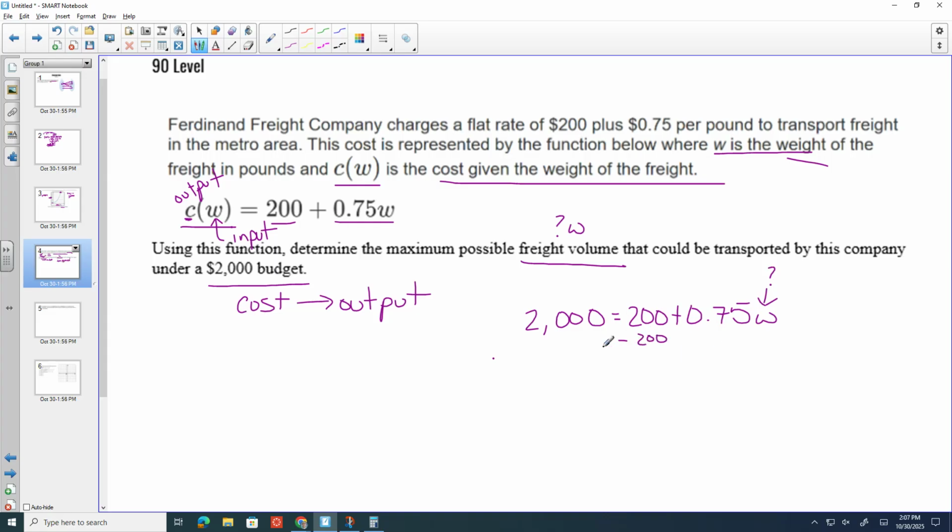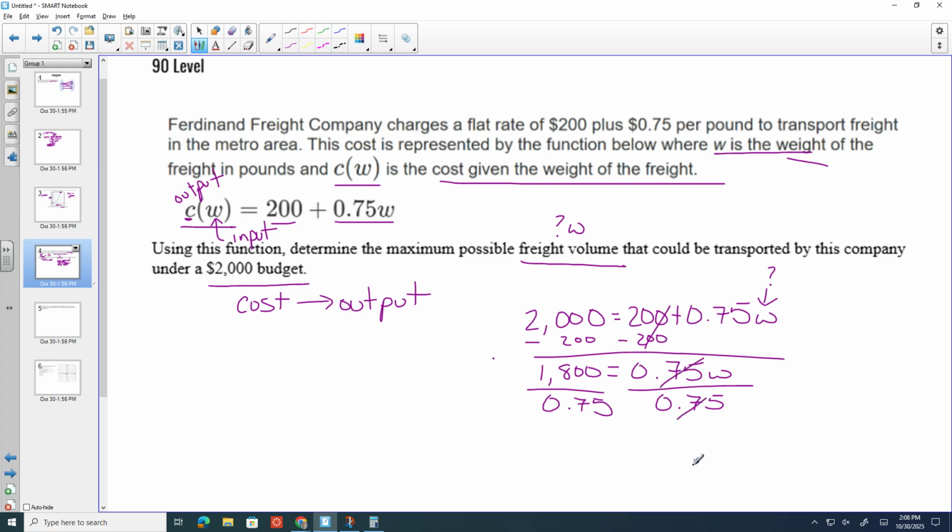First step would be to subtract 200 from each side. 2,000 minus 200 should give us 1,800. Those cancel out, and now I have 0.75 times W. And then the last step is to divide out to cancel that multiplication.